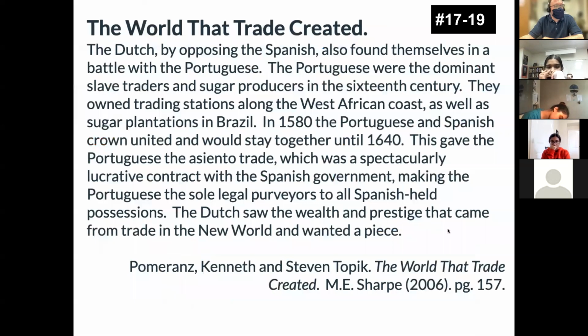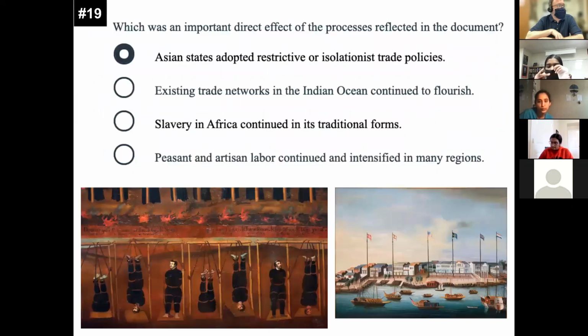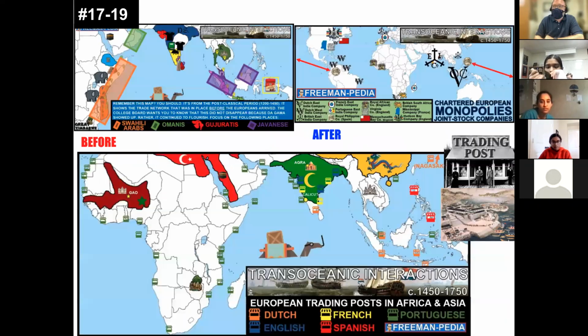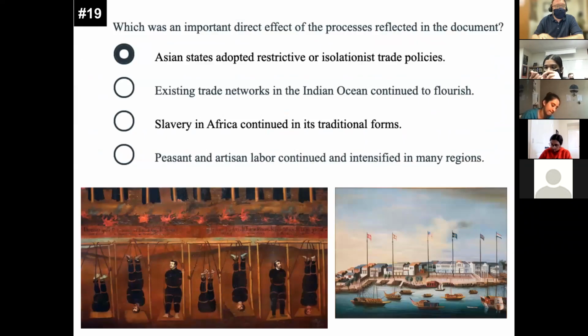So the question you had was about this passage, talking about the competition between the Dutch, Spanish, and Portuguese in Asia. And the question was this: effect of the process reflected in the document. The competition and open warfare between European powers in Asia makes some Asian states decide that they don't want these Europeans near them, and they restrict them.